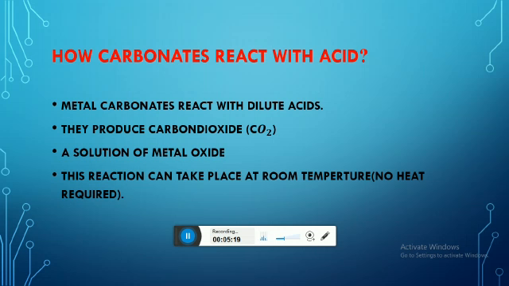A solution is also produced, which is basically a metal salt. As I told you in the last chapter, acid reacts quickly with different metals. So whenever we put a metal carbonate into the acid, a chemical reaction will occur. That chemical reaction will occur easily at room temperature. It means no heat is required for this reaction. So let's discuss the chemical reaction.